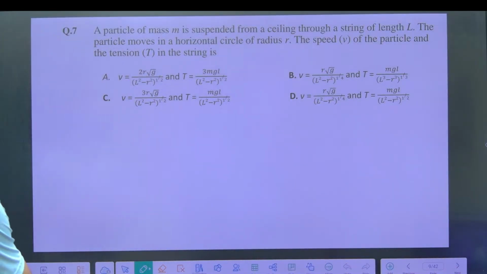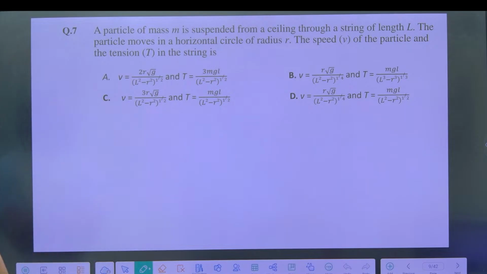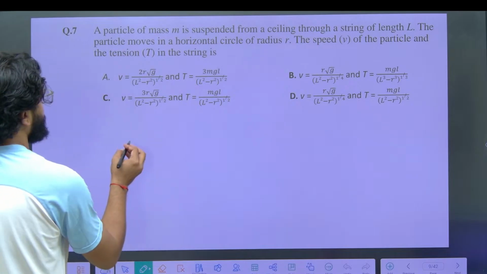Okay. A particle of mass m is suspended from a ceiling through a string of length L. The particle moves in a horizontal circle of radius r. The speed v of the particle and the tension T in the string is. Okay.